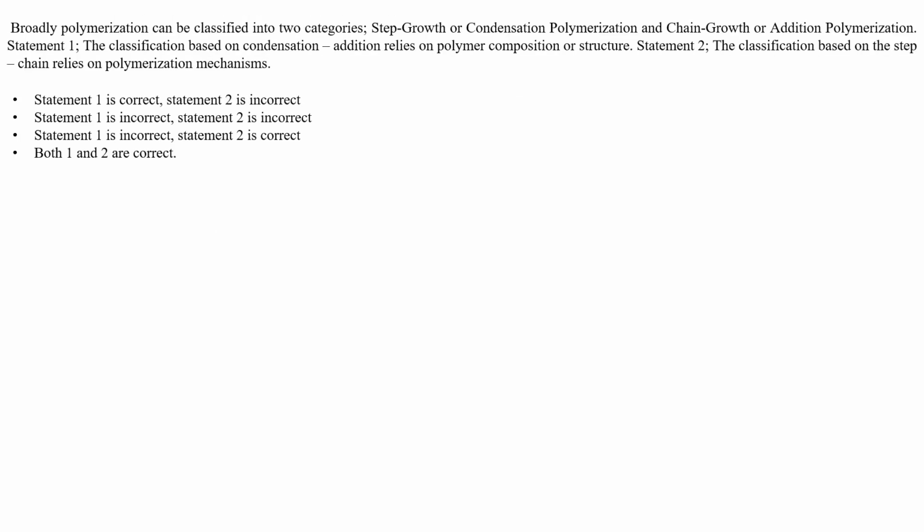Broadly, polymerization can be classified into two categories: step growth or condensation polymerization, and chain growth or addition polymerization. Statement 1 says that the classification based on condensation addition relies on polymer composition or structure. Statement 2 says the classification based on the step chain relies on polymerization mechanisms. So we can see that the definition of these two has been asked. So we have step growth or condensation polymerization reactions and chain growth or addition polymerization.